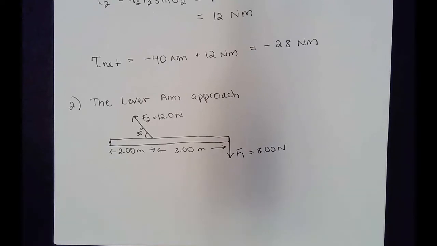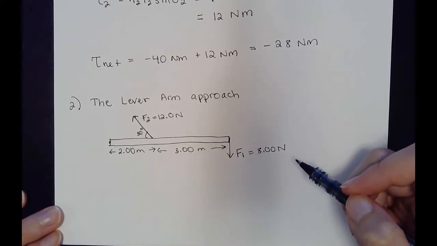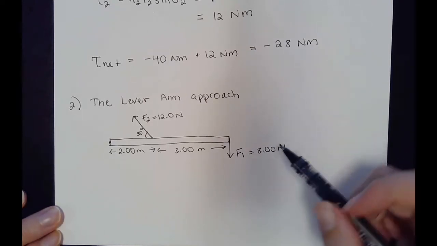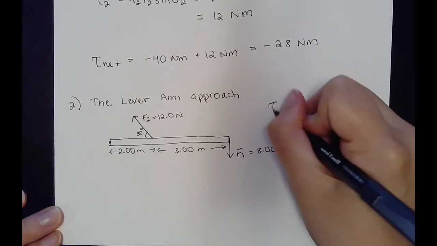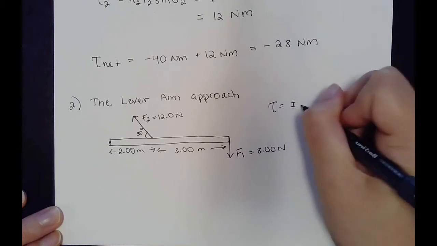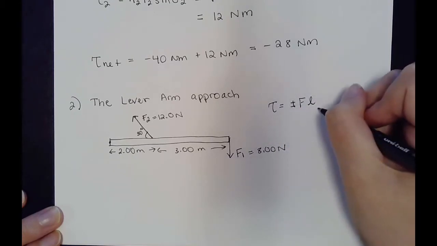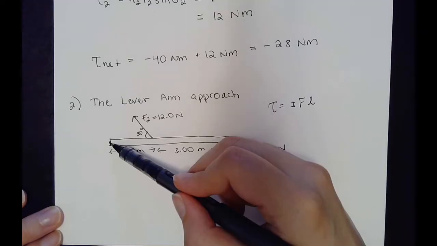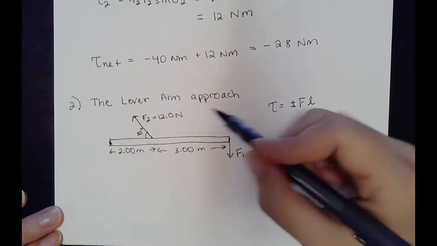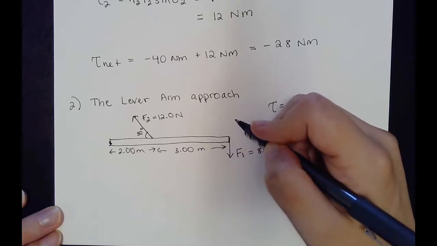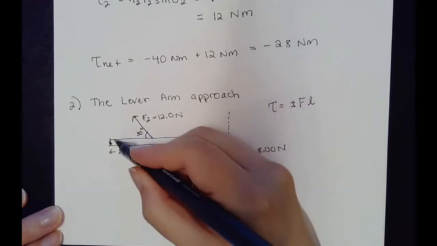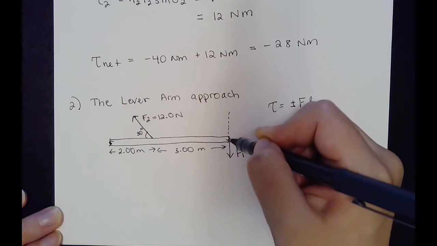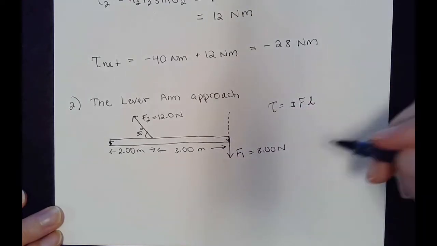All right, I've moved this up and drawn the sketch again. So now let's do the lever arm approach. It's largely the same, especially for F1. So what we're going to do is use torque equals plus or minus FL, where L is the lever arm, which is a line that's drawn from the axis of rotation to intersect the line of action of the force at a 90-degree angle. So for F1, this is already perpendicular, so this is the line of action, and R will go straight through the object just as it did before. So that will look the same.